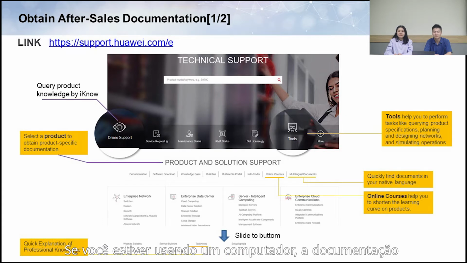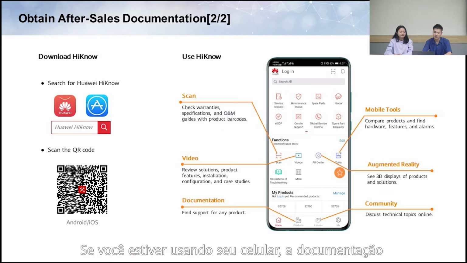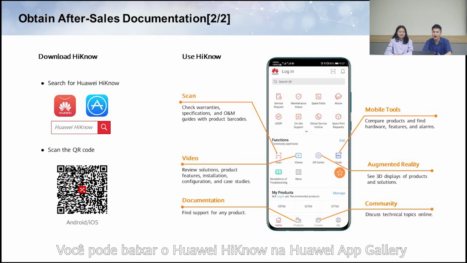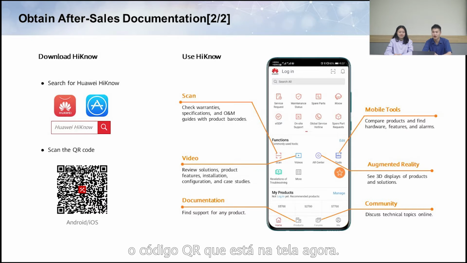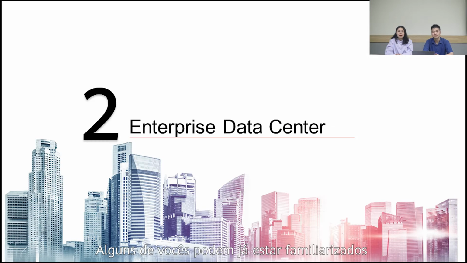If you are using a computer, documents are available on Huawei Technical Support website. If you are using your phone, these documents are available on our HiNo app. You can download Huawei HiNo on Huawei App Gallery or any app store, or simply scan the QR code on screen now.